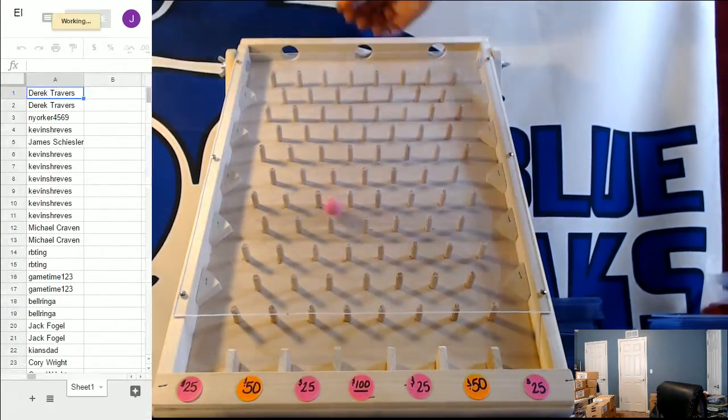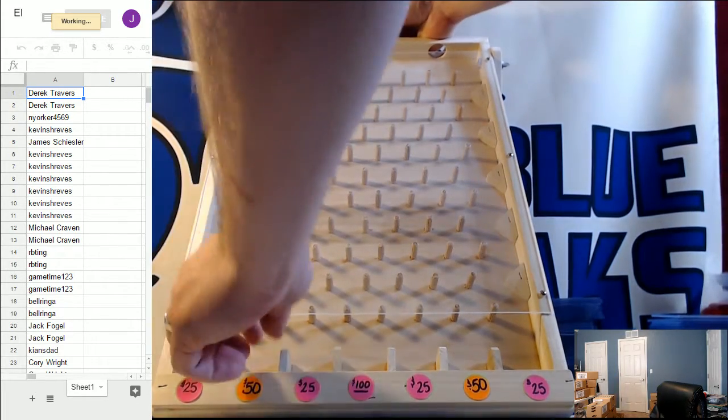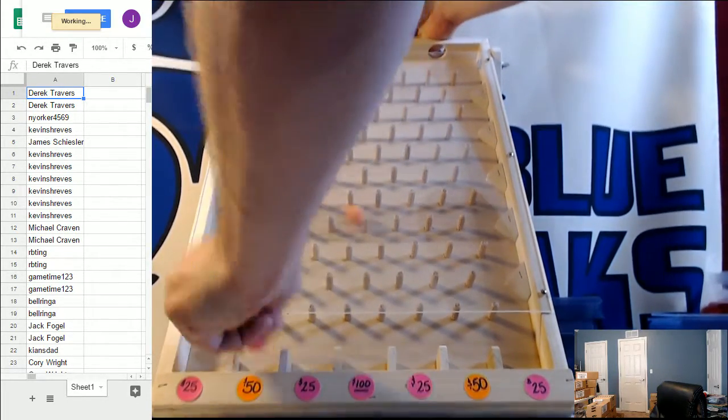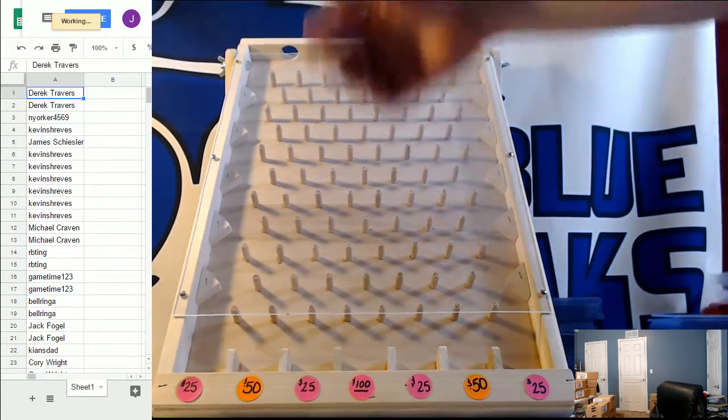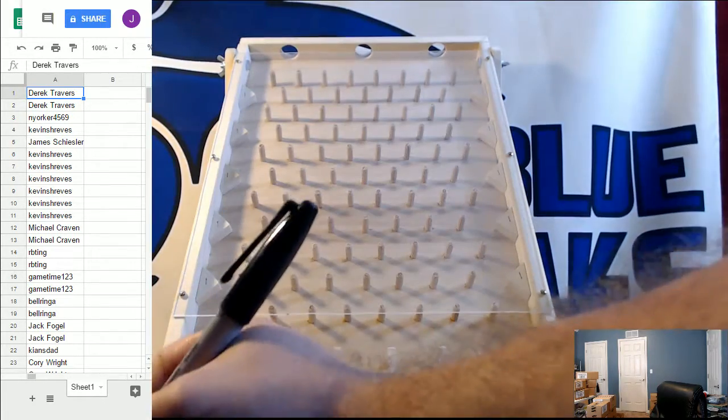Pink. And right behind him, we're going to go orange. 50 on the first one for Kev. And 25 on the second one. 75 total for Kev.